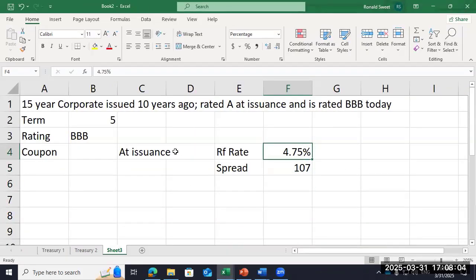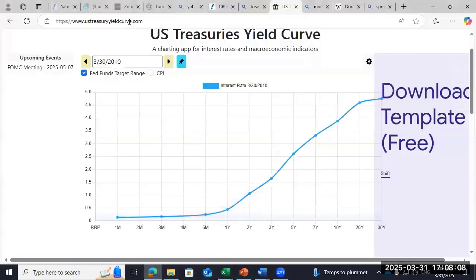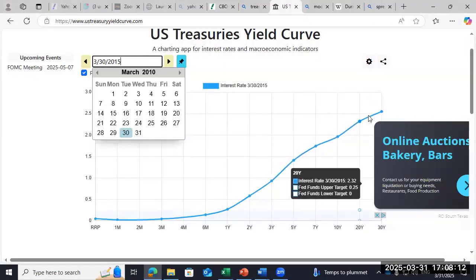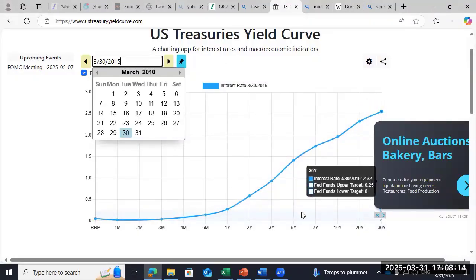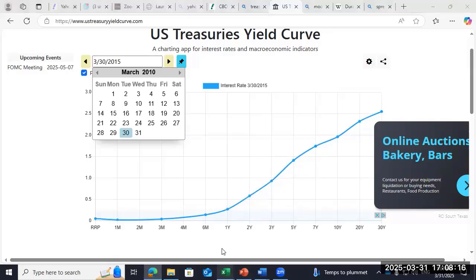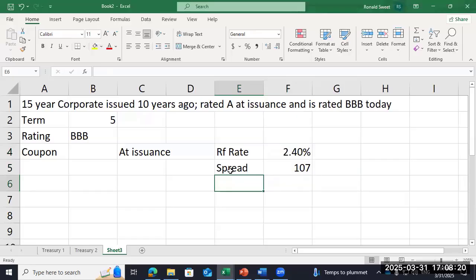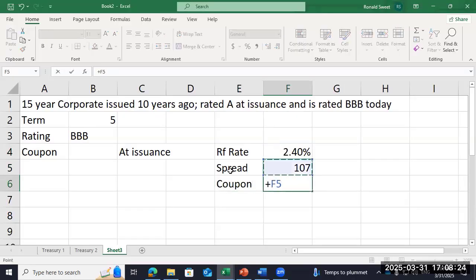I don't know if I did that right. So a 15-year bond issued 10 years ago. Did I get that right? 10 years ago would have been 2015. So around, oh, really low. So let's say 240. So the coupon would likely be 240 plus 107 divided by 10,000.